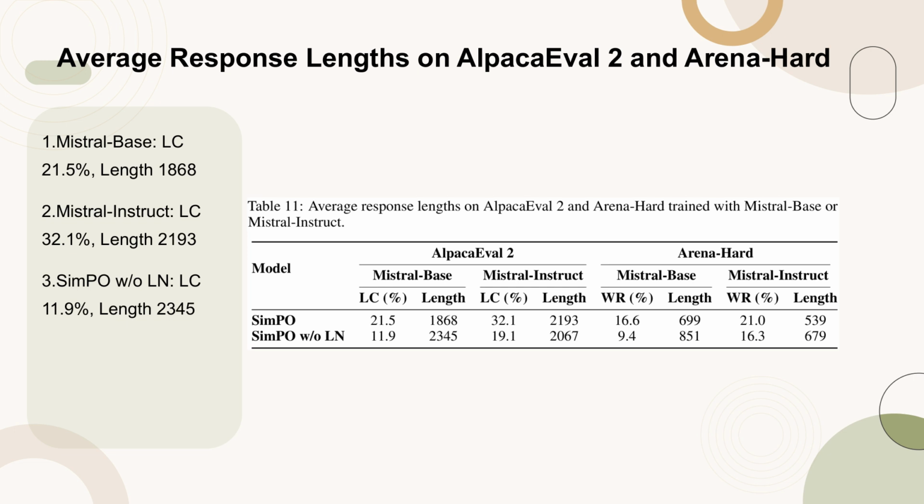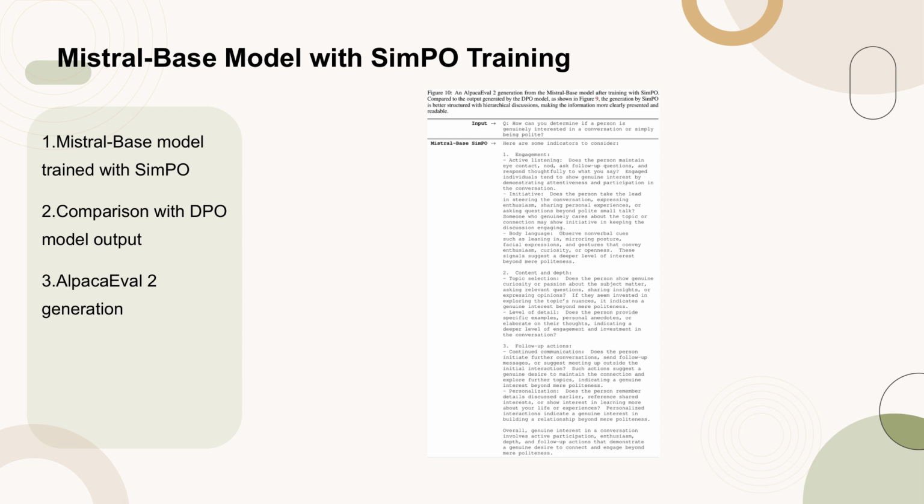Figure 10 presents an AlpacaEval 2 generation from the Mistral Base model post-training with SimPO. This figure serves to contrast the output generated by the DPO model, as illustrated in Figure 9. The key focus is on how the SimPO training influences the structure and readability of the model's responses, aiming to provide a more organized and detailed answer compared to the DPO model's bullet point style response.